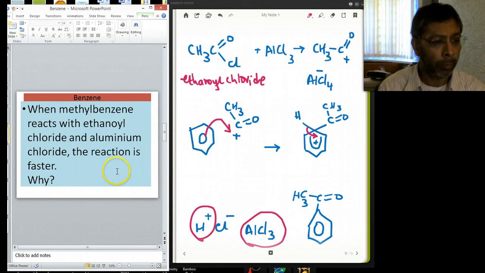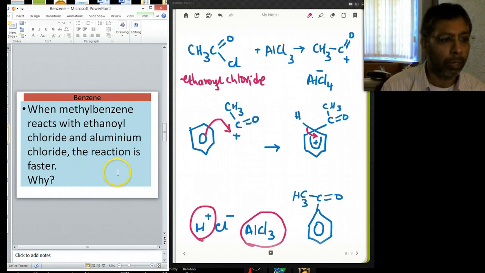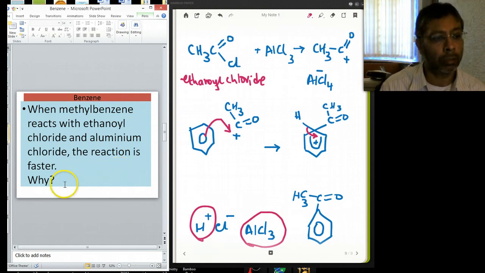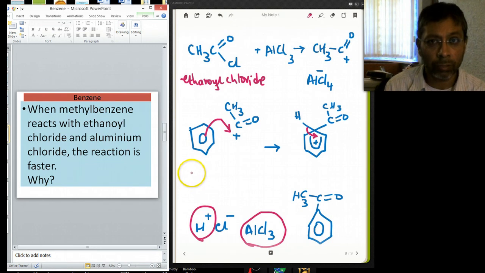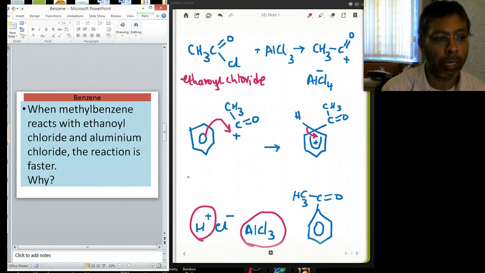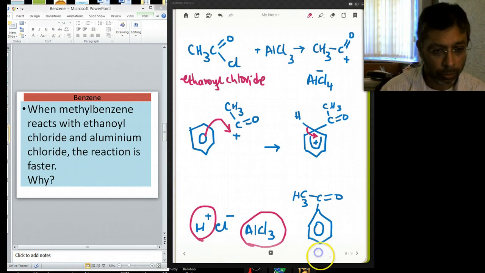When methyl benzene reacts with ethanoyl chloride and aluminium chloride, the reaction is faster than with benzene. The question is why, and we've gone through the reason for that. The methyl group has a positive inductive effect, pushing electrons into the ring, making it more negative and susceptible to attack by electrophiles. Okay, so there we are.